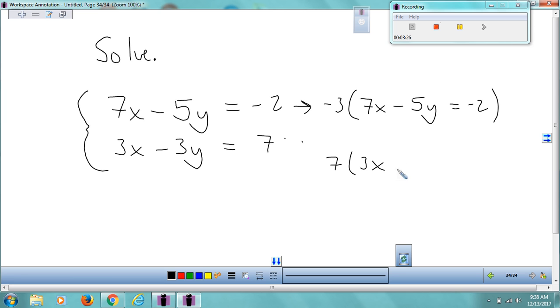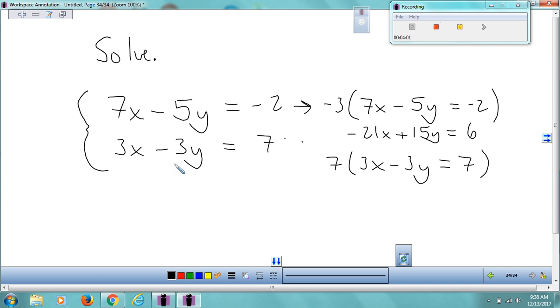Most common mistake is that we forget to multiply this constant on the right-hand side by the multiplier here. We're trying to multiply by negative 3, and we forget to multiply the negative 2. Same thing with the 7 here. So let's make sure that we don't make that mistake. So negative 3 times 7x is negative 21x. Negative 3 times negative 5 is positive 15y. And negative 3 times negative 2 is positive 6.